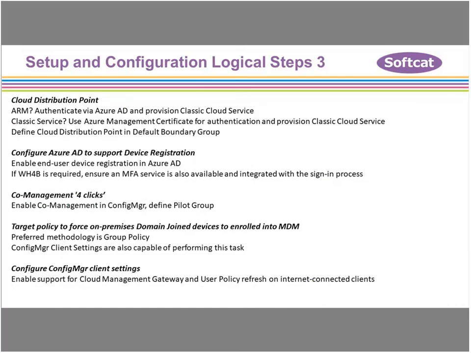I'm sorry guys, I know that these are dry in terms of PowerPoint slides, but essentially you've got the cloud distribution point there. It's a similar sort of process to cloud management gateway. ARM, authenticated via your Azure AD credentials. If you're using classic service, then it's management certs to actually provision the role, and it's all done from Config Manager again. Make sure you drop that cloud distribution point into either the default boundary group or a defined boundary group, or clients won't be able to access it. But the great thing about Config Manager is the logs are very verbose, so if you are seeing that issue, it will be very apparent to you very early on.